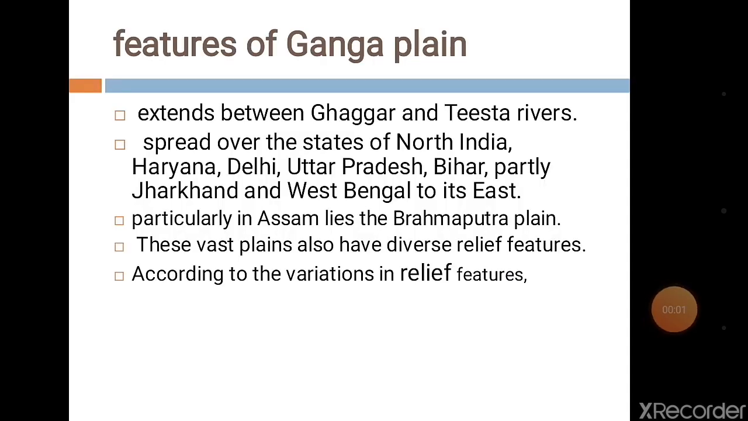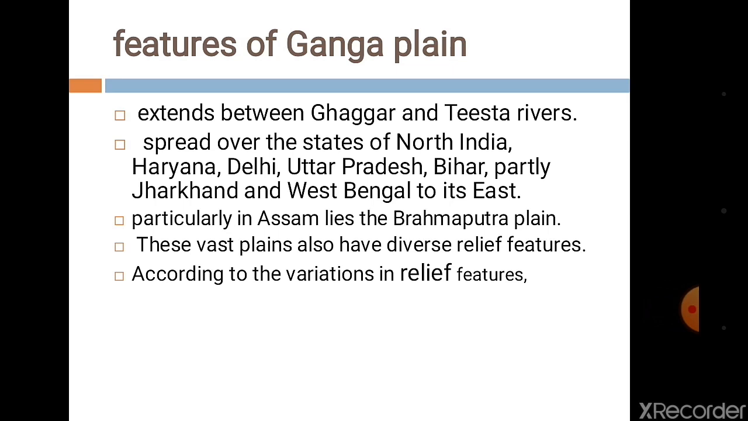The next part is Ganga plains. The Ganga plain extends between the Ghagar and Tista rivers. It is spread over the states of North India. The states covered by this plain are Haryana, Delhi, Uttar Pradesh, Bihar, partially Jharkhand, and West Bengal. To its east, Assam lies in the Brahmaputra plain. The northern plains are generally described as a flat land with no variation in its relief.